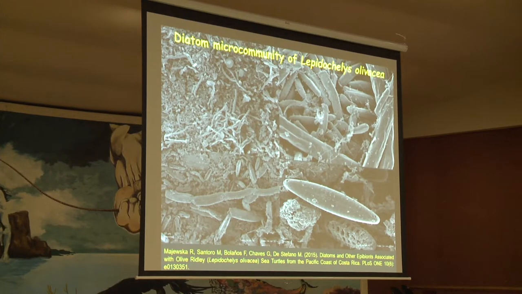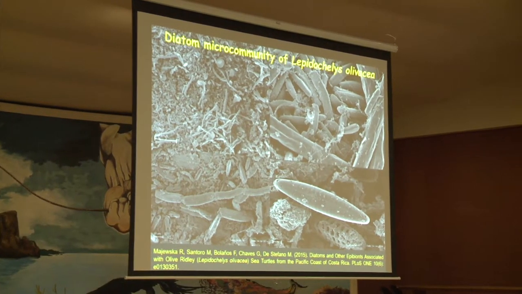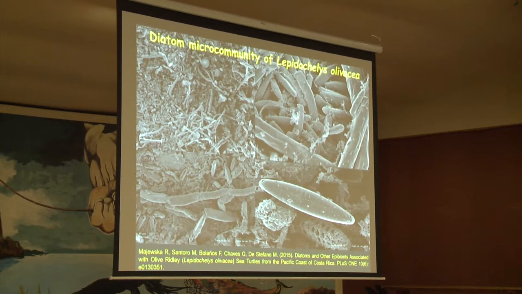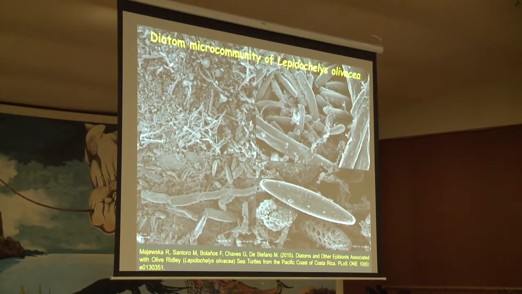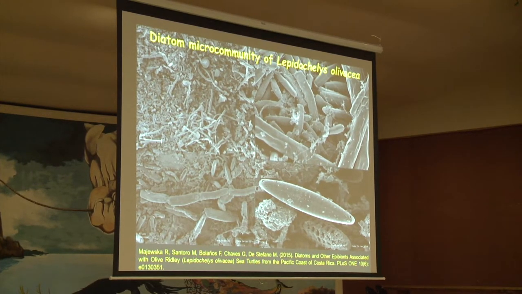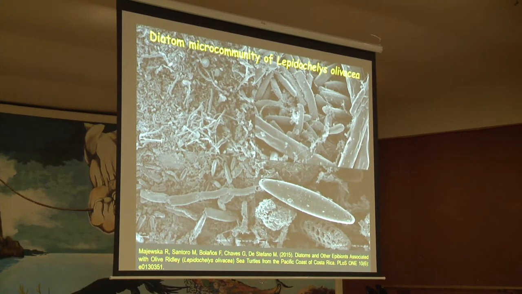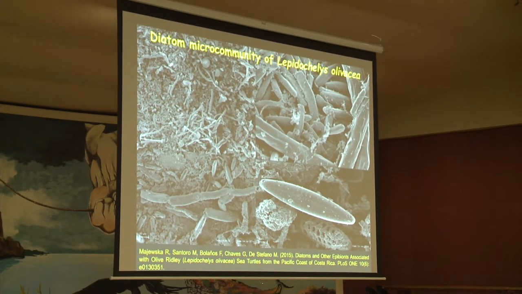You can see what there is on the carapace of Chelonia mydas, of Lepidochelys olivacea. The carapace is totally covered by a biofilm of a lot of different kinds of diatoms, and all these diatoms, at least almost all of them, are quite new.